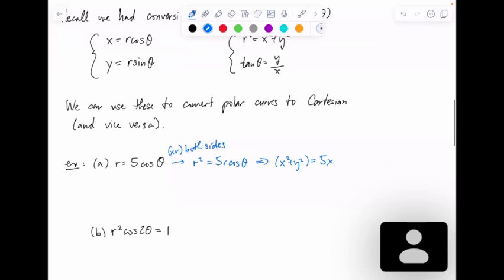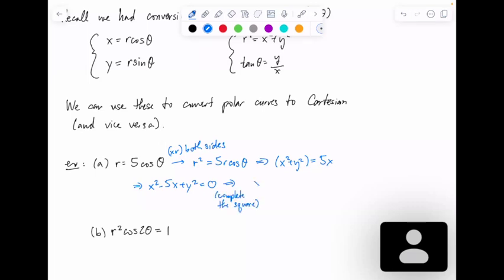So altogether, we could bring everything to one side: x squared minus 5x plus y squared is equal to 0. Now, this still doesn't look quite like a circle. There's some work to be done. What you could do is complete the square. There's really only one way to proceed. So you could complete the square, and what's that going to get you?